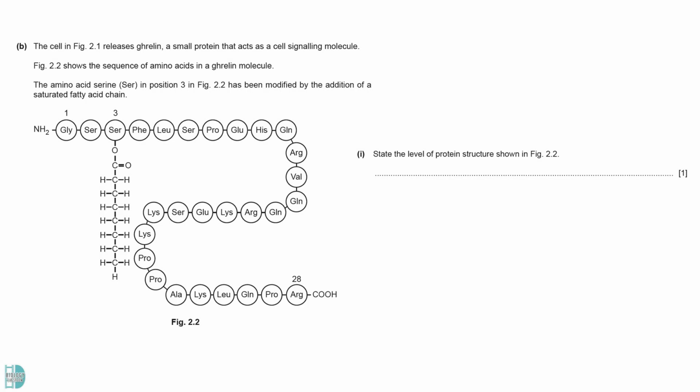B1. State the level of protein structure shown in figure 2.2. The diagram shows the sequence of amino acid in a polypeptide. This is the primary structure.